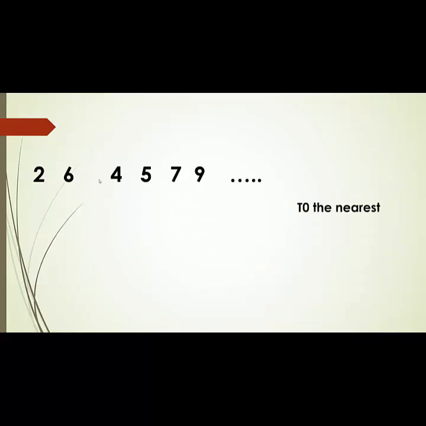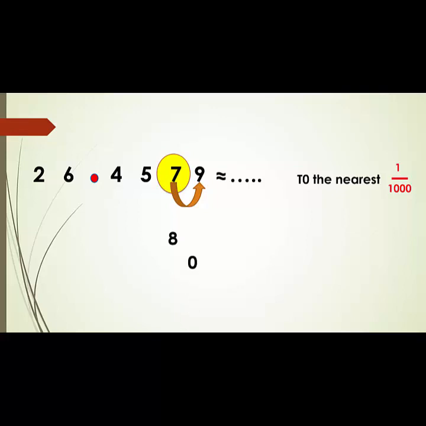Okay, my students, I have another exercise. 26.4579. I wanted to make it nearest to thousandth. Now, my students, nearest to thousandth, I have to look at the place, the target, thousandths. Yes, number 7. Then look at the right door and ask number 9. Poor or rich number, teacher. So I'll add 1 more. Number 7 will be 8. And 9 replace with 0, teacher.